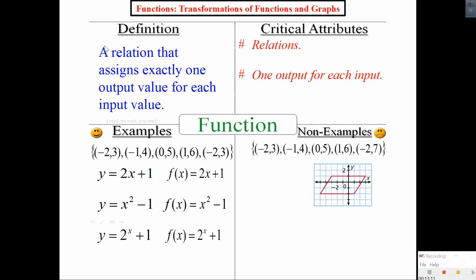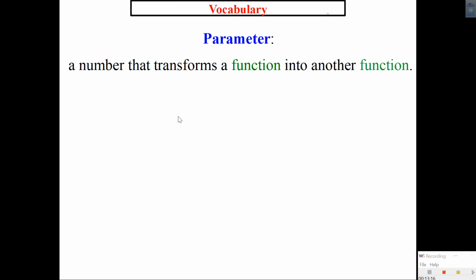So you should have said relation and 1 input for exactly 1 output and such. And we're still with parameters. So write your utensils down. Look up to the screen really quick. So here's the general rule that we came up with. A general rule with 2 parameters, and it looks like this: g of x equals f of x minus h plus k. What are the 2 parameters?